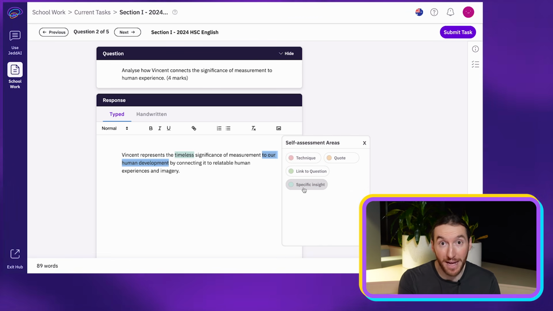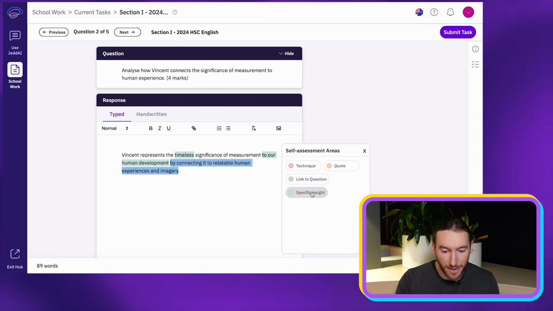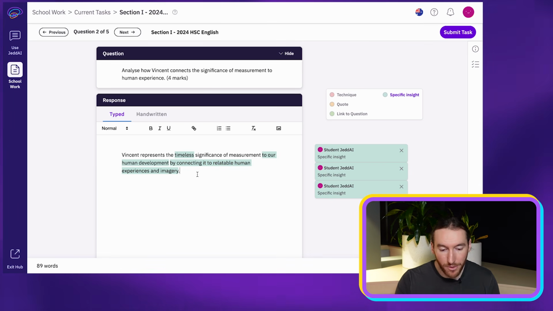You ask yourself that question, and then by answering it, you are able to provide that specific insight that goes beyond the question. And then of course, by connecting it to relatable human experiences imagery, that's also expanding because it's saying how, and it's relating to the connect part. So look at the parts that are highlighted there. That is how you go beyond the question and actually answer it with something specific.